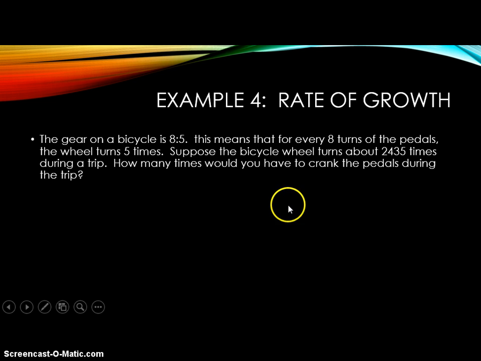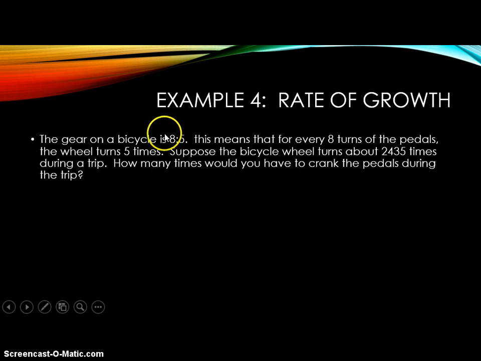All right, so these last two are story problems, and we're going to set up a proportion. The key here for both of these problems is consistency. All right, and I'll show you what I mean by that. So the gear on a bicycle is 8 to 5. This means that for every 8 turns of the pedals, the wheel turns 5 times. So 8 pedal turns gives me 5 wheel turns. Suppose the bicycle wheel turns about 2,435 times. So we're talking about the wheel. During the trip, how many times would you have to crank the pedals during the trip?